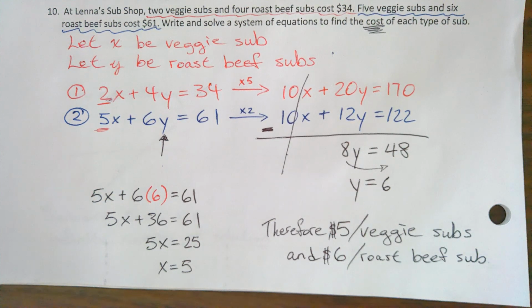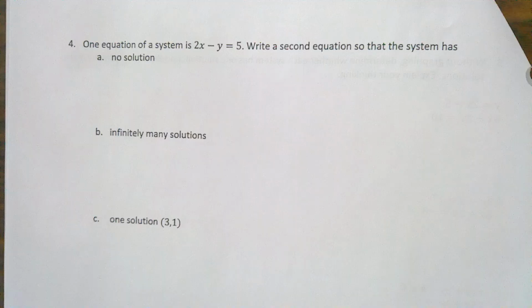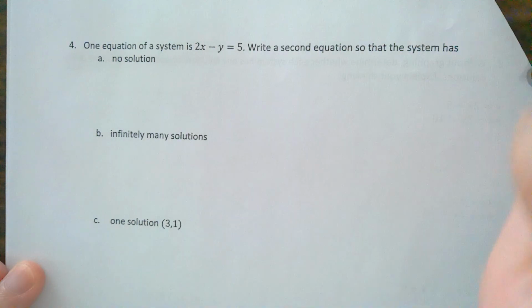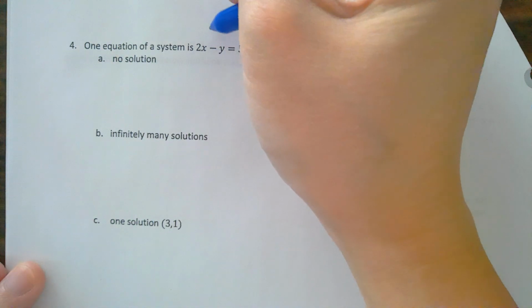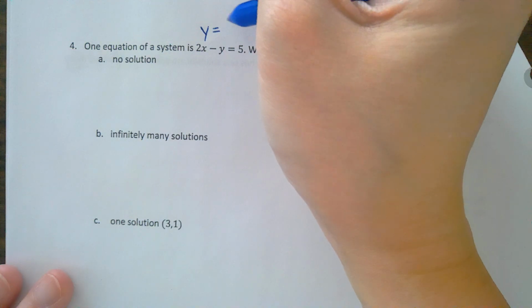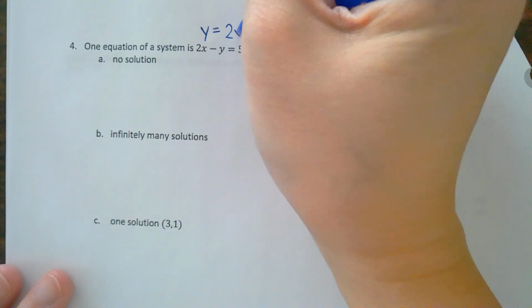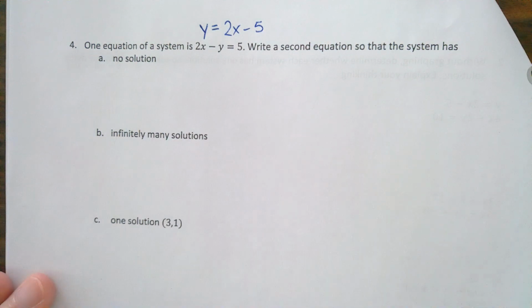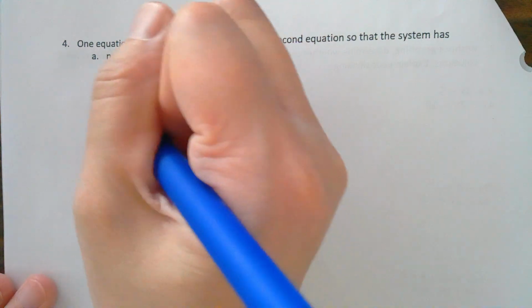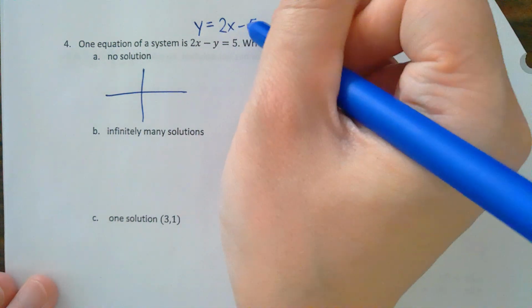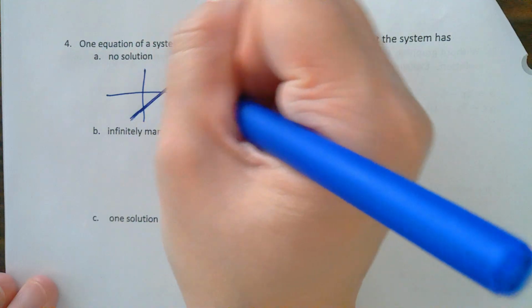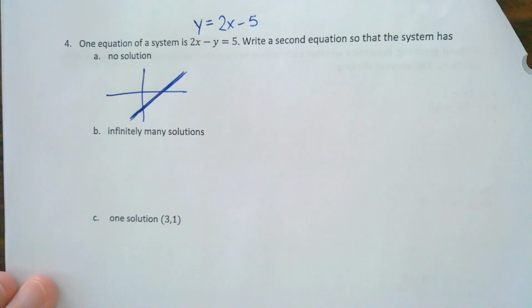Okay. One second. For number 4, I want to first rearrange this question. After I rearrange this into y equals mx plus b form, this would be y equals 2x minus 5. If I want another equation where there's no solution, so basically this one right here is the line.